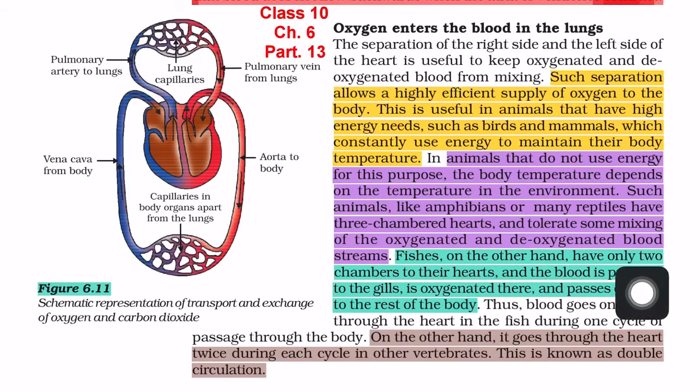Fishes, on the other hand, have only two chambers in their hearts, and the blood is pumped to the gills, is oxygenated there and passes directly to the rest of the body. As you know, fishes have gills to breathe, and these gills also purify the blood. After purifying in the gills, this blood is distributed to all the body parts.